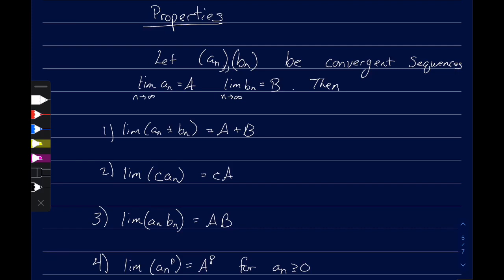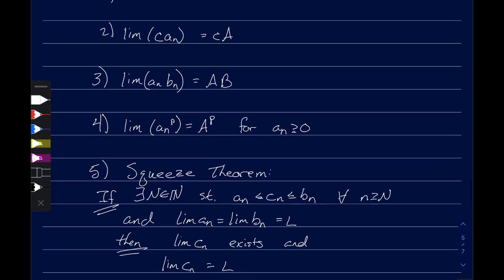We can also multiply limits. So the limit of a_n b_n is equal to the limit of a_n times the limit of b_n. And if we have the limit of a_n to the p, we can just pull that exponent out, and that's the limit of a_n, to the p, whenever a_n is positive or 0.